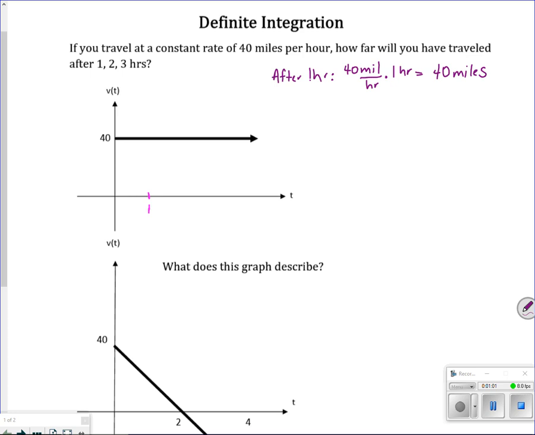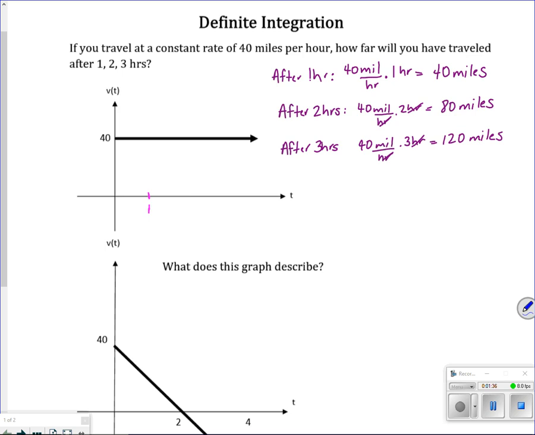After 2 hours, again, you're going 40 miles per hour. You multiply by 2 hours, those units cancel, and I would get 80 miles. And I think we get the idea. After 3 hours, I'd go 40 miles per hour, multiply by 3 hours, and I would go 120 miles. So that's super easy and obvious. But let's see what that really means.